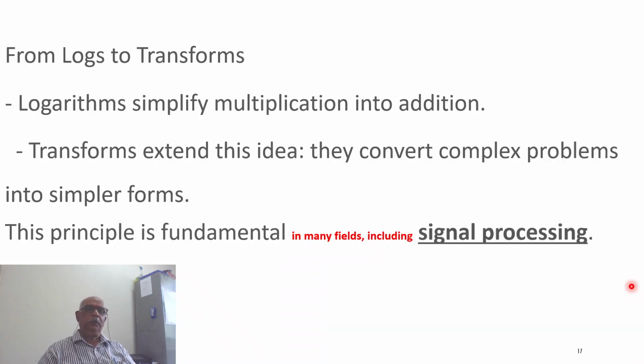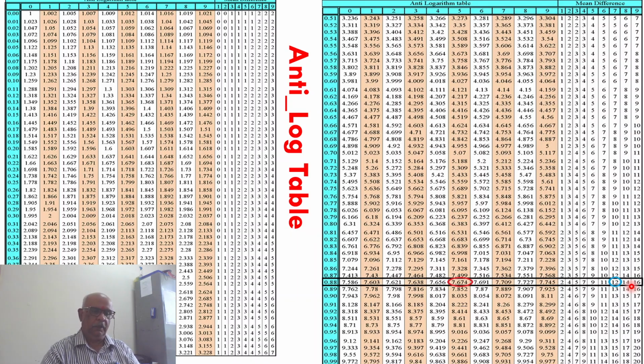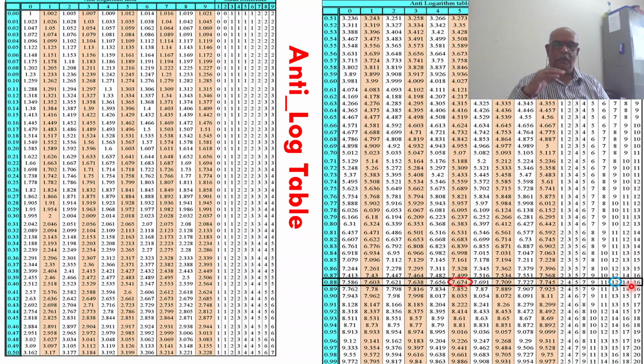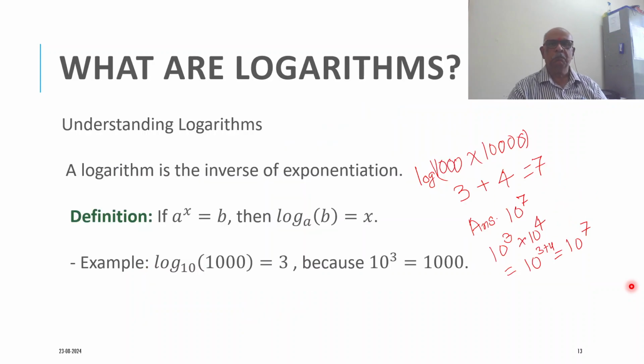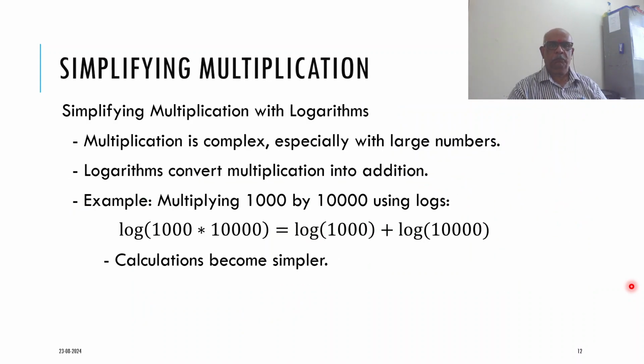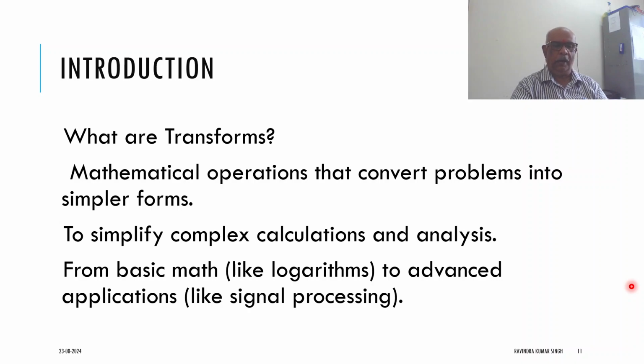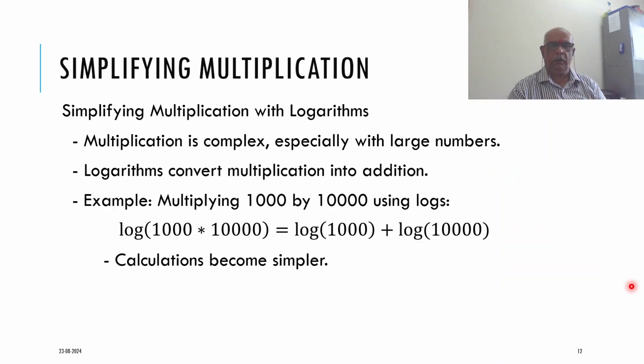So what you have seen from here is a simple thing: if you have got some operation to be done, the best thing that you can do is use a transformation. And the transformation is a mathematical operation that converts the problem into a simpler problem. That's what we started with, and this is what we are saying again and again. And the simple thing that we're seeing is the logarithm.